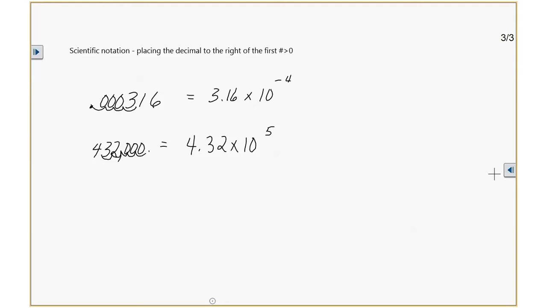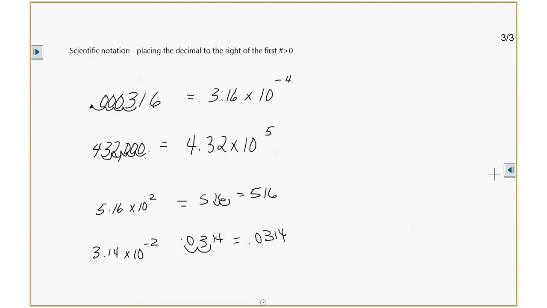And then they get something like this on a test. 5.16 times 10 to the second. Then they go over here and they go, okay, that'd be 5.16, and then move two places, 1, 2, which is equal to 516. And then they should say 3.14 times 10 to the negative 2. And then they go, okay, that'd be 3.14. And then two places to the left, 1, 2, 0, that'd be 0.0314. All right, now these are the ones that people understand how to do.